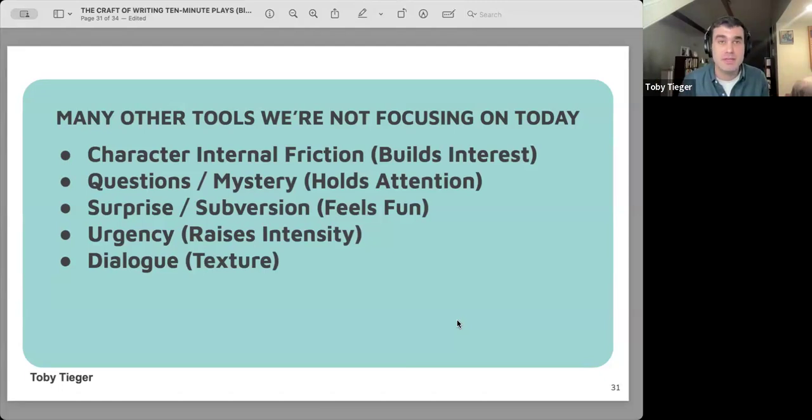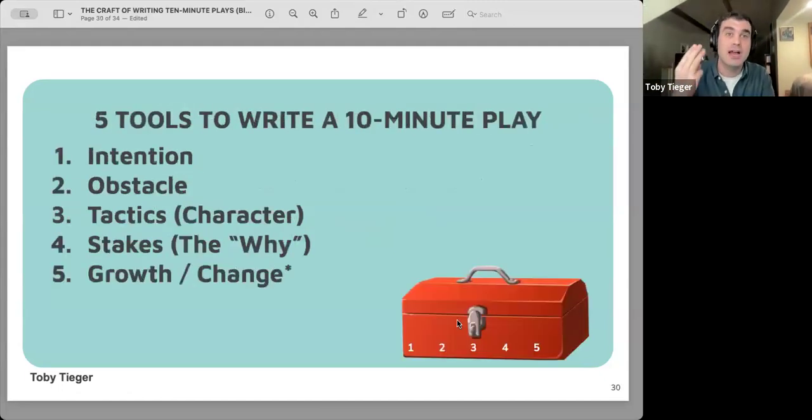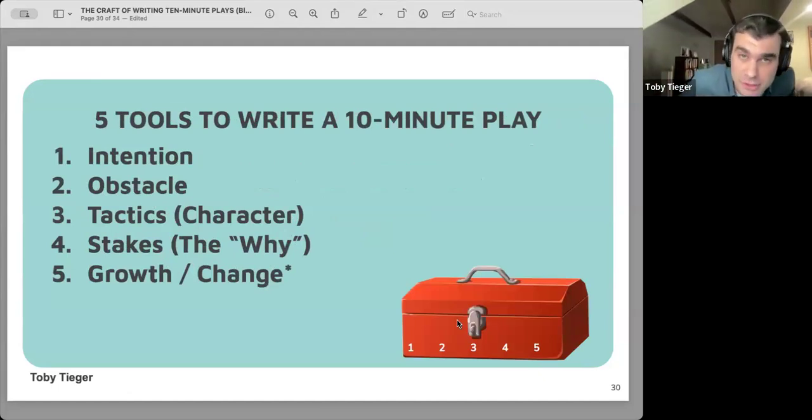They're great. If you can fit them in, they're great. But I would say that the 5 most important things are intention, obstacle, tactics, stakes, growth. If you look back at a script that you're working on and you're not clear why you can't make it work, chances are one of those 5 things will act as a litmus test for you.